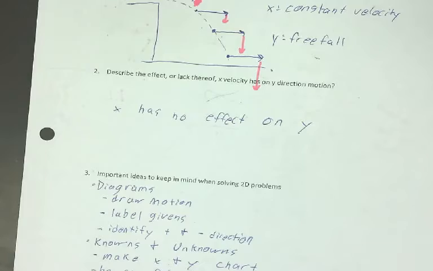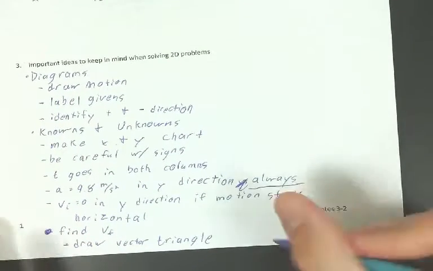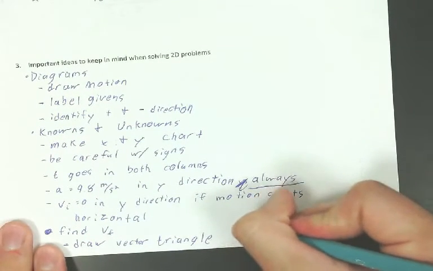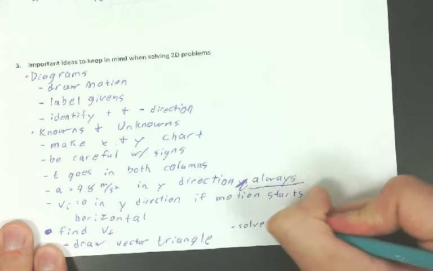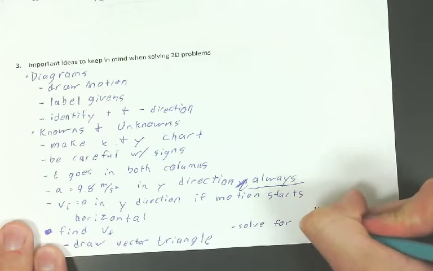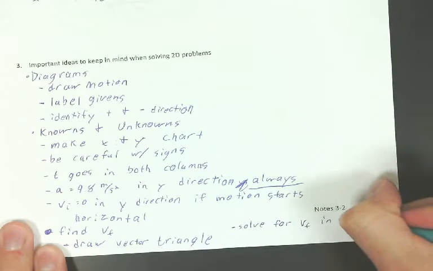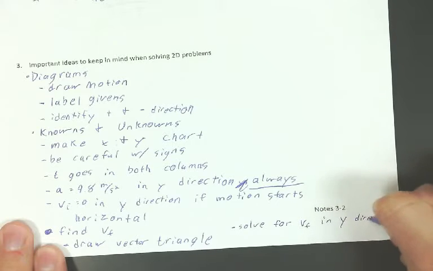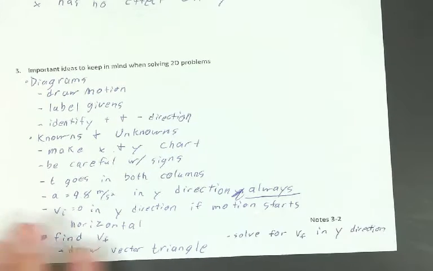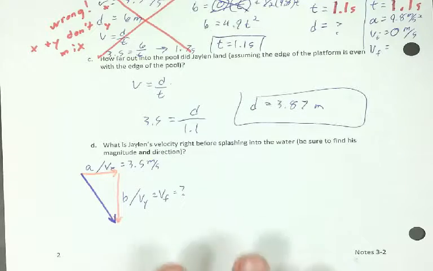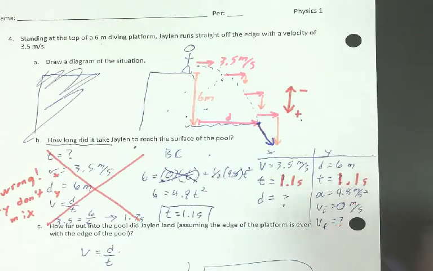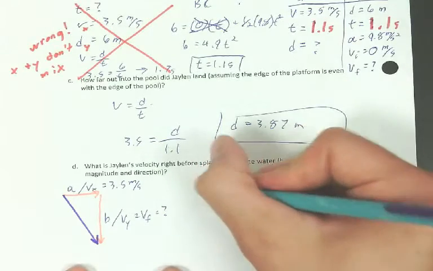So the first thing I do after I draw the vector triangle is I need to solve for Vf in the y direction. So I've identified that I need to find the final y velocity in order to solve this. Well, that's the only thing I don't know yet in my chart, so I might as well find it. And that's what we're going to do first here.